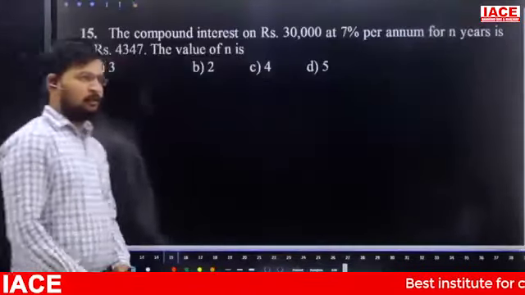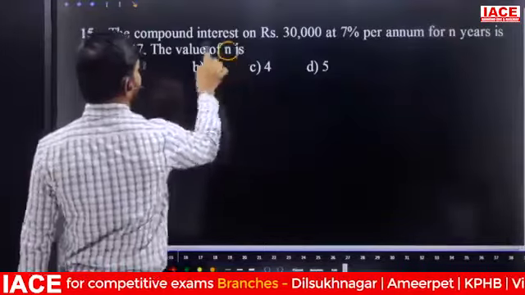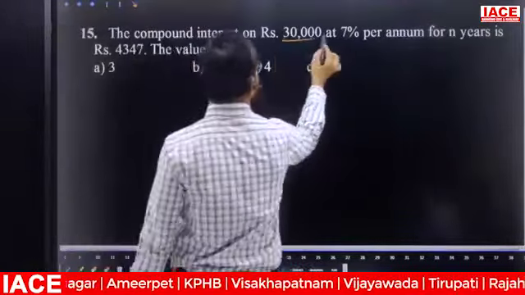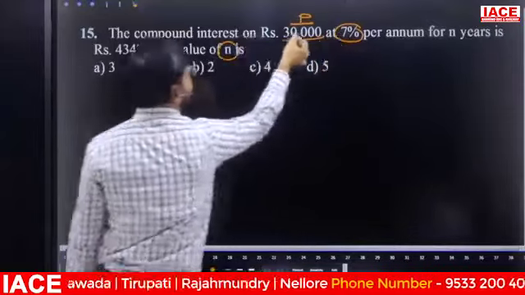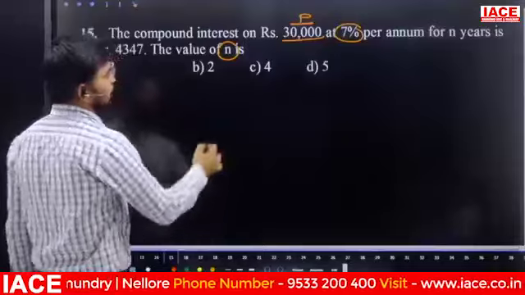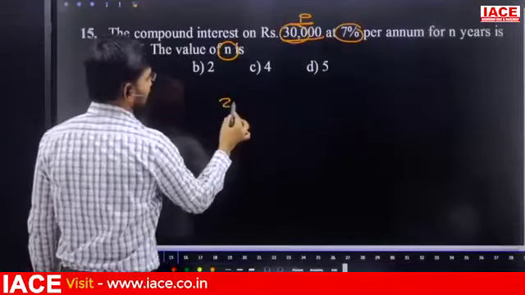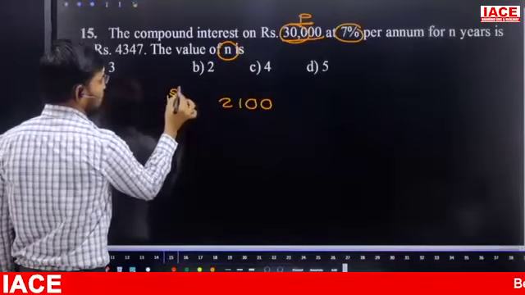So the next question amma, the compound interest on 30,000 at 7% per annum for n years is 4347. They're asking the value of n, the number of years. So principal is 30,000. Principal is what amma? 30,000. So rate of interest is 7%. So 7% on 30,000, how much andi? 1% ante 300. 7% is nothing but 2,100. So first year interest is 2,100.